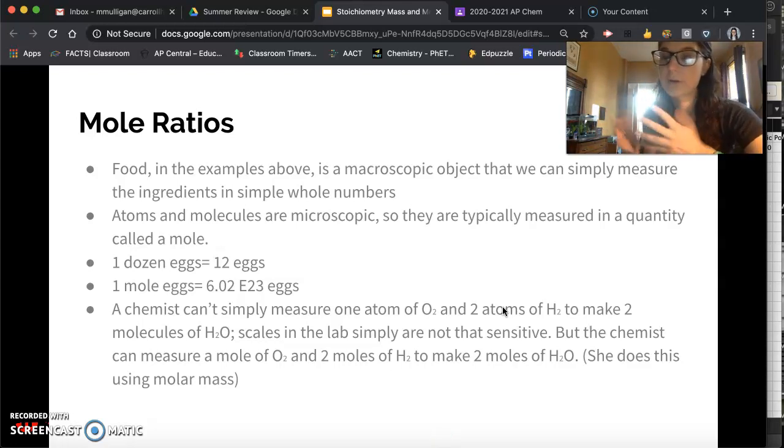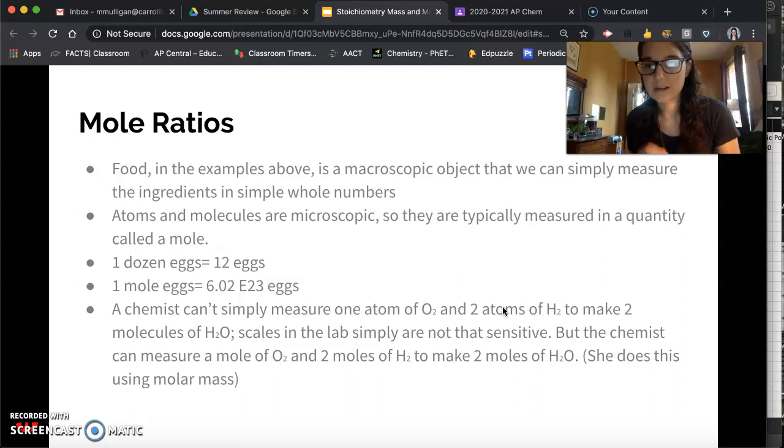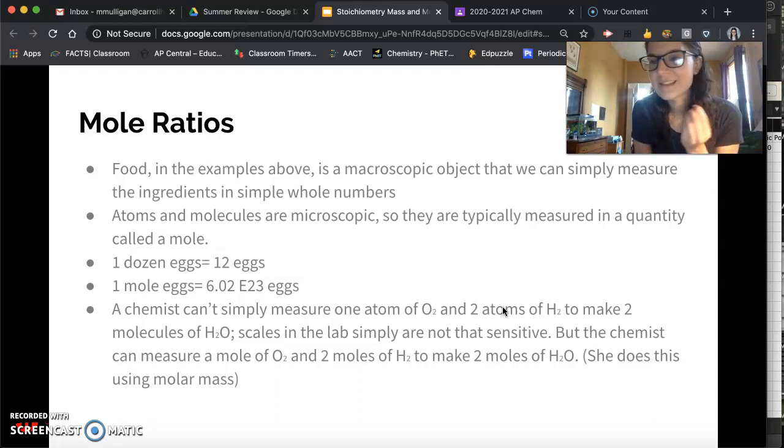It's a very large number, and that just makes it measurable in our little macroscopic world, since we can't exactly measure out 1 atom of oxygen or 1 atom of nitrogen or anything like that. For example, for producing water, a chemist can't simply reach into a container and get 1 molecule of O2 and 2 molecules of H2 to make 2 molecules of water. In the lab, those scales and things simply aren't that sensitive, nor can we just get one little atom. The chemist can measure 1 mole of oxygen and 2 moles of H2 to make 2 moles of water.